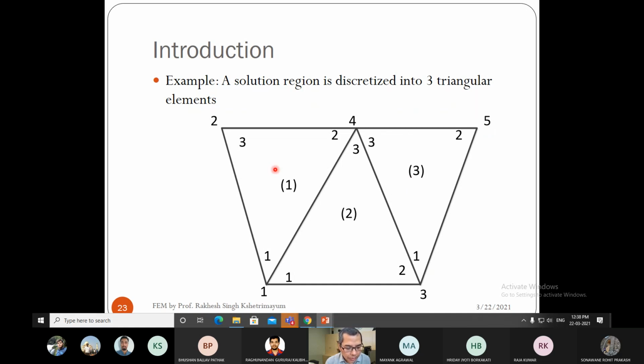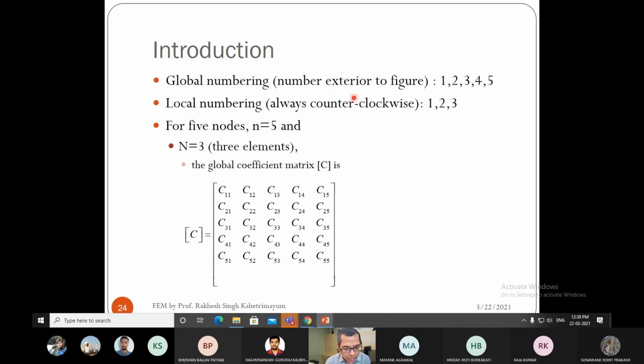Capital N is 3 here because we have 3 triangular elements, and we have a total of 5 nodes, so small n is 5. So for this typical solution space, how do I do the finite element analysis? Global node numbering is exterior to the figure: 1, 2, 3, 4, 5. Local node numbering is always counterclockwise: 1, 2, 3. We have 5 nodes, n equal to 5, and 3 elements, N equal to 3. If we have 5 nodes, then how many elements will we have? 5 times 5, 25 elements in the global coefficient matrix. We need to find all of these.